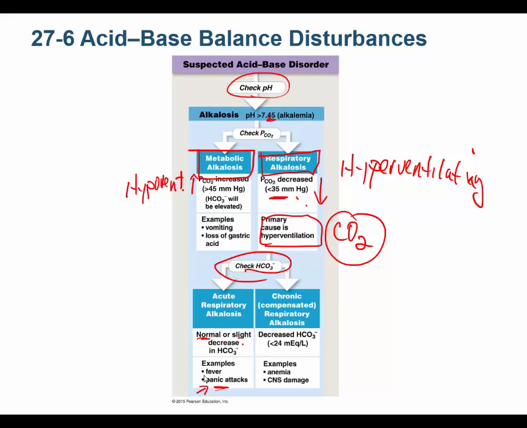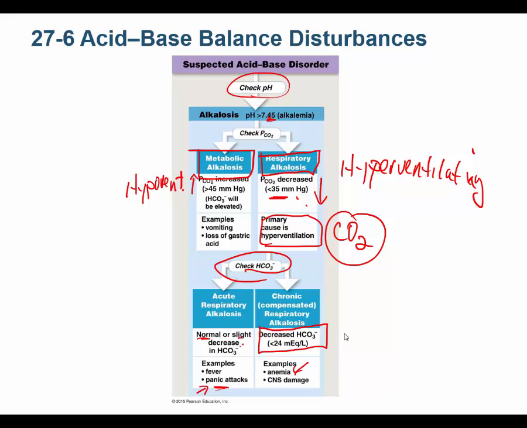But if it's chronic, over here, I check my bicarb, and my bicarb is significantly decreased. See over here, it says slight decrease. So this is significantly decreased. And this is not the acute hyperventilation. This is hyperventilation for another reason, like anemia.